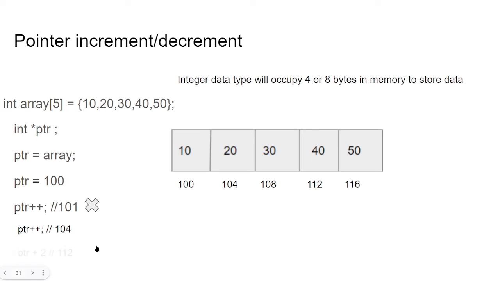The same happens if I increment by 2. From 104 it will become 112, and the same applies to the decrementation operation. If I decrement a pointer by 1, it will become 108, and if I decrement a pointer by 2, it will become 100.